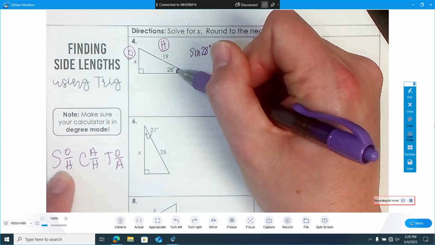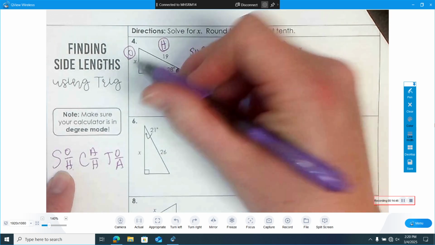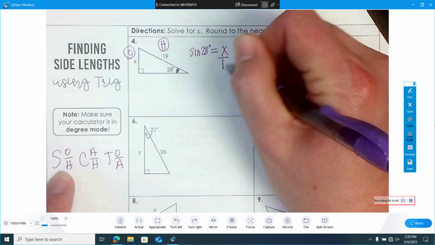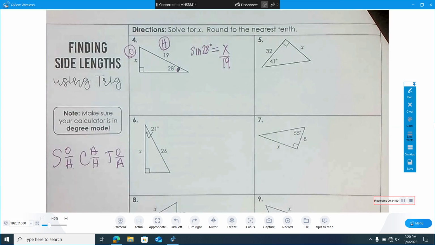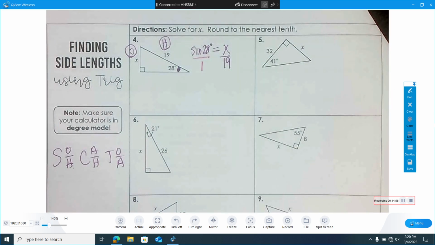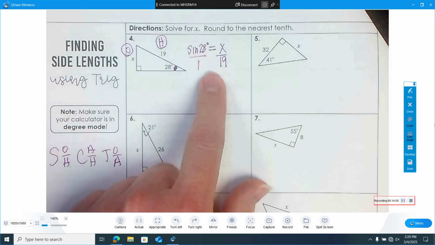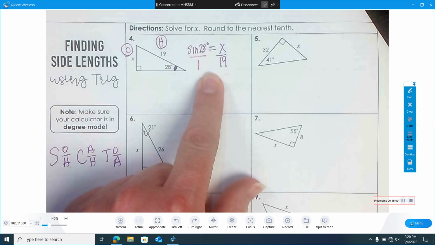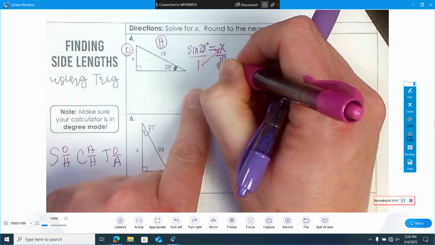So where's our opposite? X over 19. So sine of 28 equals X over 19. And today, this is not physics, so you're going to solve it like I tell you to. This is a proportion. We've been solving proportions for years now. How do you solve a proportion? Cross multiply. We are going to cross multiply.